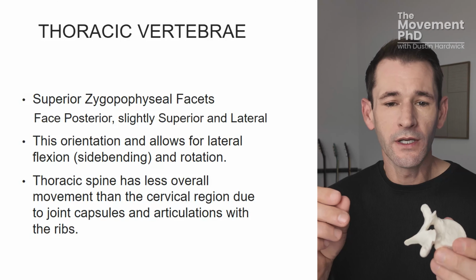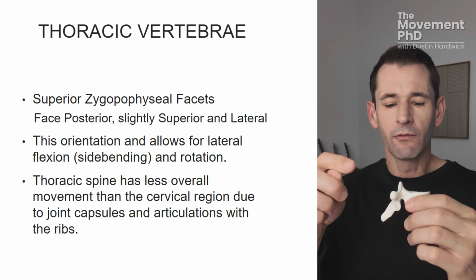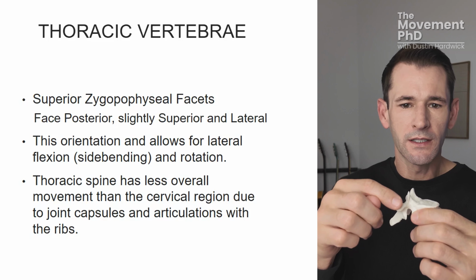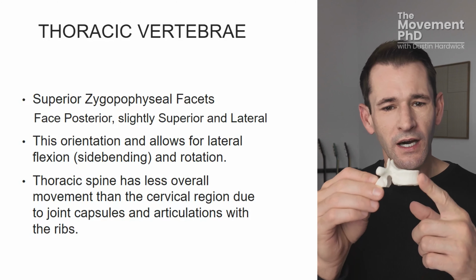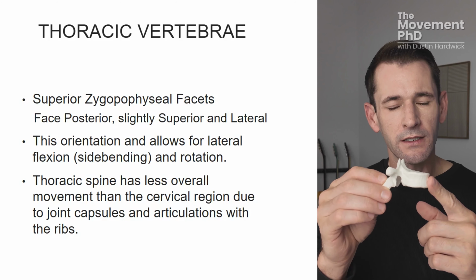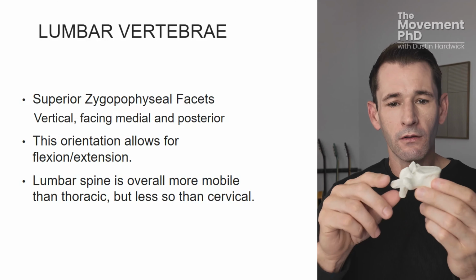The other thing that's unique about the thoracic spine, we have demifacets on the body and we have facets on the transverse processes. Those articulate with the ribs. So the ribs are another reason why there's not as much motion available here in the thoracic spine as in the cervical spine or the lumbar spine. Finally, we have our lumbar vertebra.